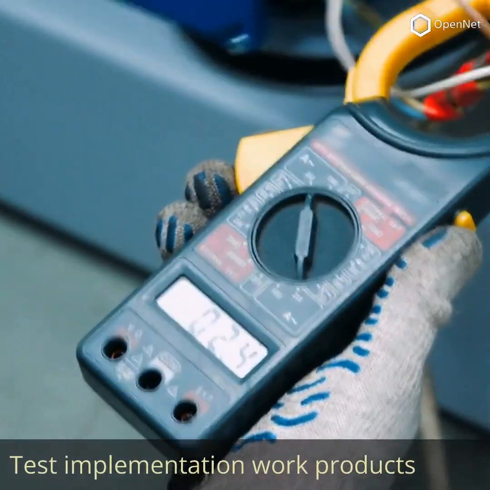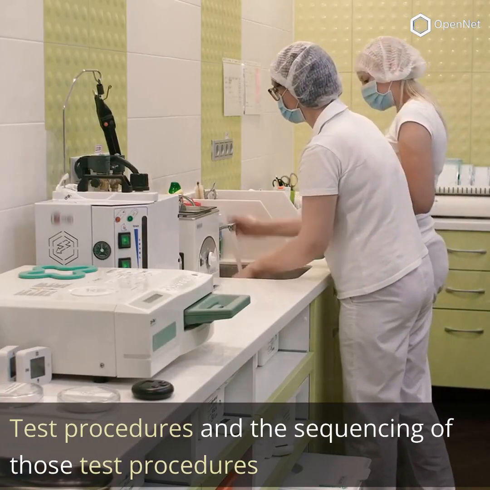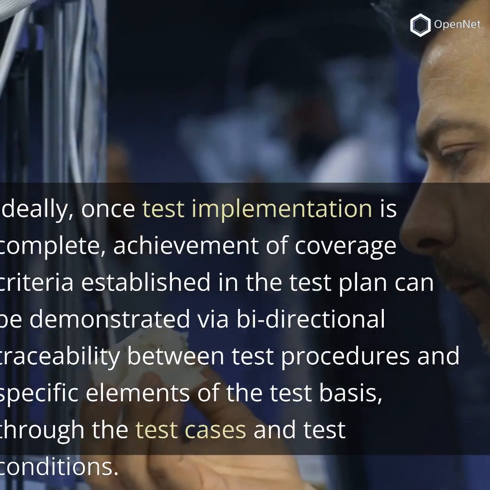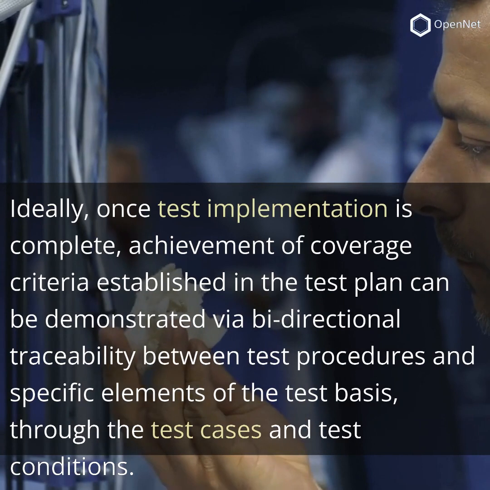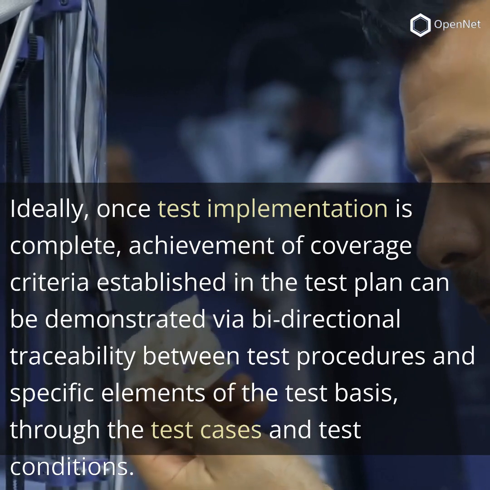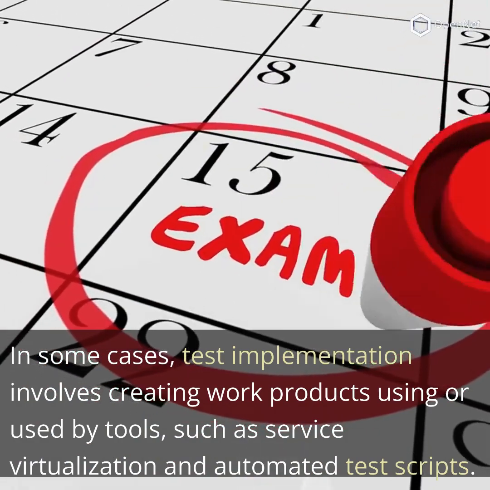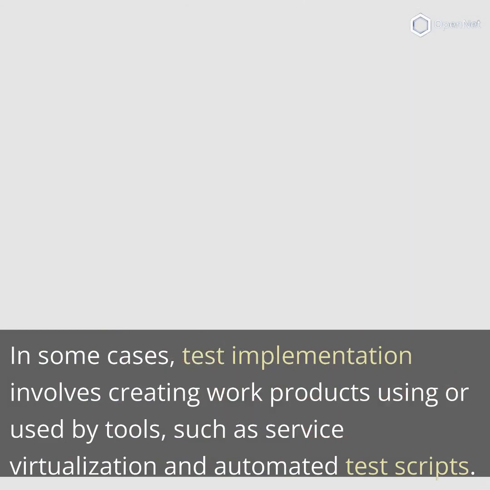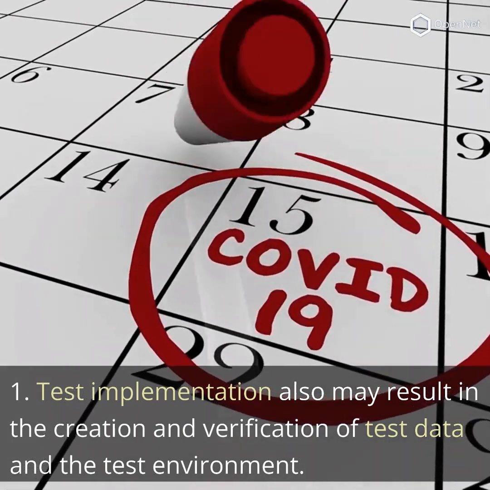Test implementation work products. Test implementation work products include test procedures and the sequencing of those test procedures, test suites, and a test execution schedule. Ideally, once test implementation is complete, achievement of coverage criteria established in the test plan can be demonstrated via bi-directional traceability between test procedures and specific elements of the test basis, through the test cases and test conditions. In some cases, test implementation involves creating work products using or used by tools, such as service virtualization and automated test scripts.